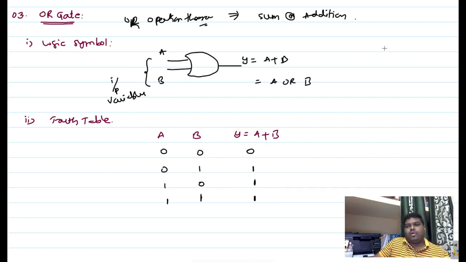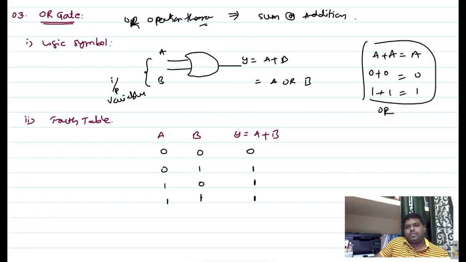Already we know the OR operation law, theorem. If two same things are added, that means A plus A equals what? A only. 0 plus 0 means 0. 1 plus 1 means 1 only. This is the OR operation theorem, right? So the same thing we can implement with this gate. So 1 plus 1 means 1 only. Why? Because both inputs are the same, so we get the same output also. So that is the OR operation theorem.